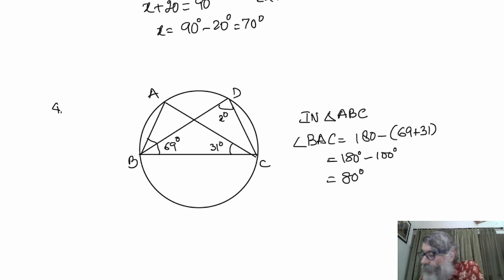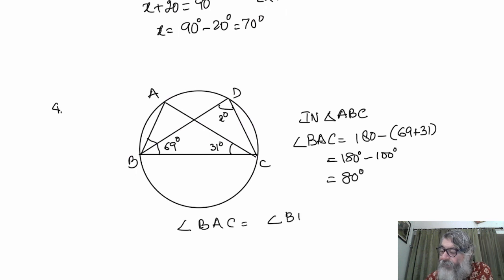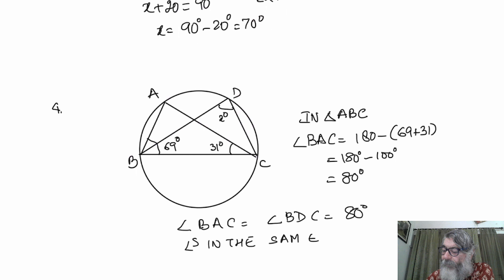So this angle BAC becomes 80 degrees. 180 minus 100 is 80 degrees. So angle BAC will be equal to angle BDC, which is equal to 80 degrees. Angles in the same segment of a circle are equal.